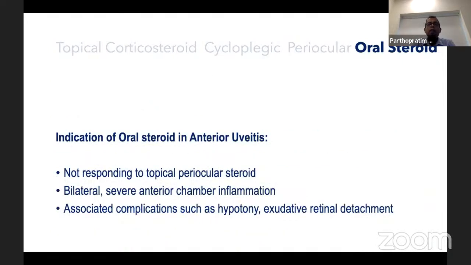Now, what are the conditions in which you need to use oral corticosteroid in anterior uveitis? These are uveitis cases not responding to topical and periocular steroid, and bilateral severe anterior chamber inflammation. Rarely, you can see HLA-B27 in an elderly patient with such a presentation. Also, sometimes when the anterior uveitis is associated with complications like hypotony or exudative retinal detachment, it is a must to give oral treatment or systemic therapy, maybe pulse steroid, in such conditions.